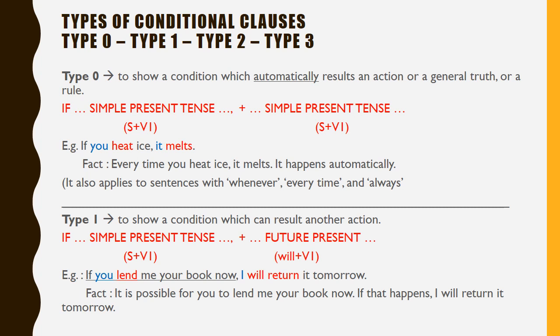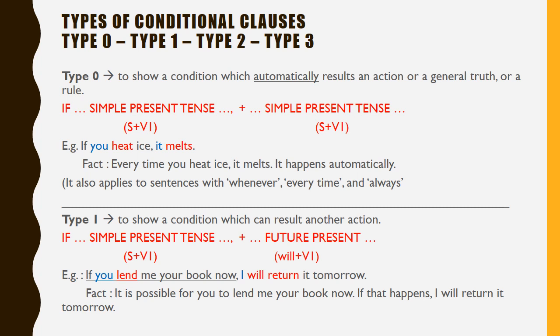For example, if you heat ice, it melts. The fact is, every time you heat ice, it melts. It happens automatically, and it is also a general truth. It also applies to sentences with whenever, every time, and always.